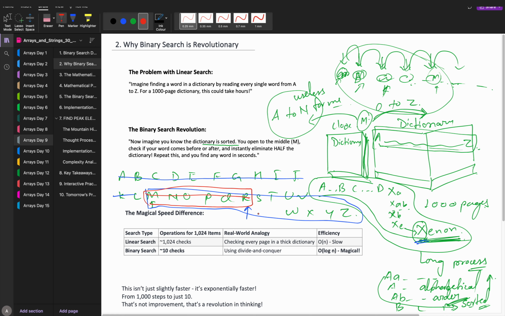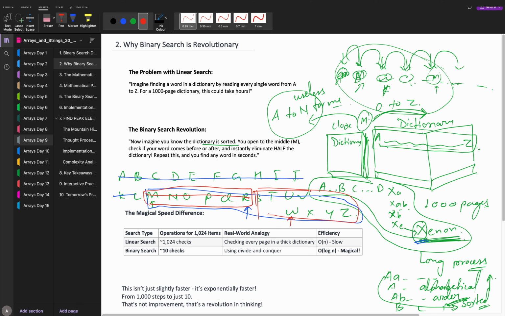And I will go where? In this part. In this part now, what am I going to do? Again, I will try to figure out the middle. Let's say W was the middle. Then I will check again. X comes after W.